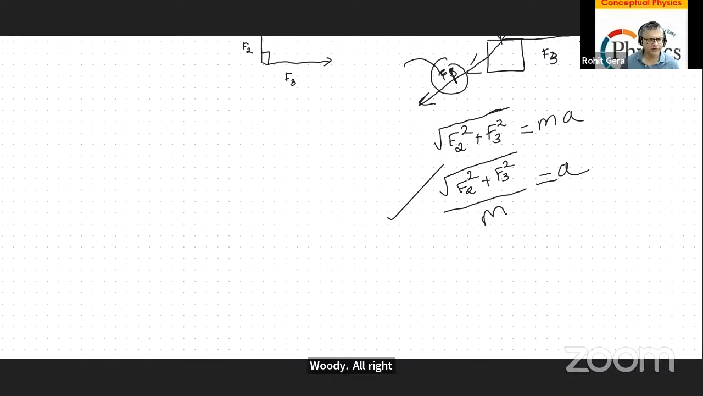Okay, next question. Let's see if we can solve it. Okay. I'll just paste the diagram.